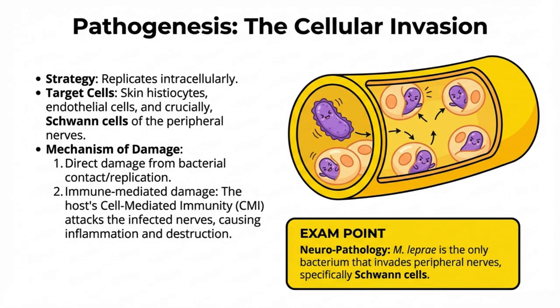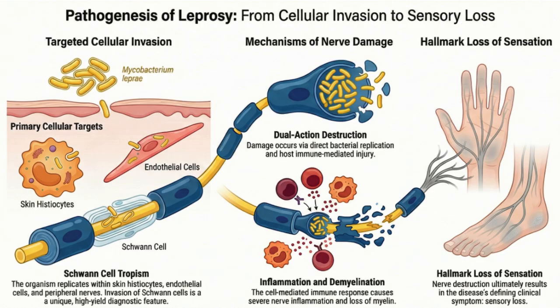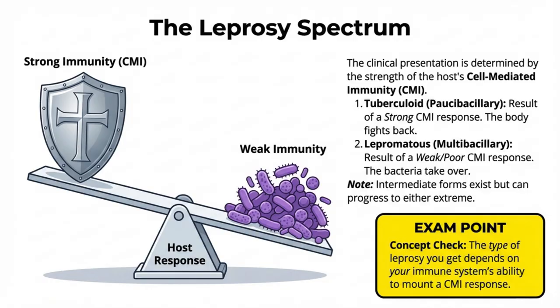Pathogenesis. The organism replicates intracellularly and primarily targets skin histiocytes, endothelial cells, and most importantly, Schwann cells of peripheral nerves. Invasion of Schwann cells is a unique and high-yield feature of Mycobacterium leprae. The mechanism of damage includes both direct bacterial replication and immune-mediated injury. The host cell-mediated immune response attacks infected nerves, leading to inflammation, demyelination, and eventually loss of sensation, which is the hallmark of the disease.